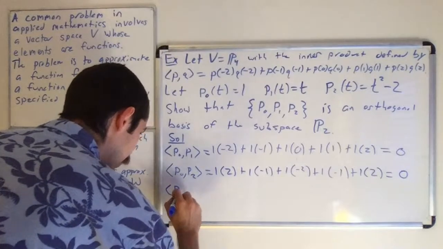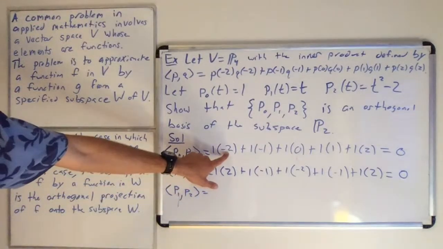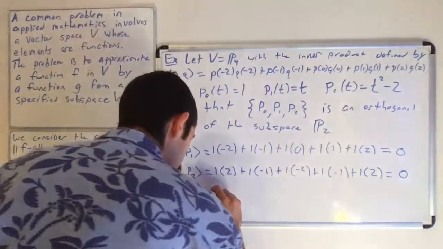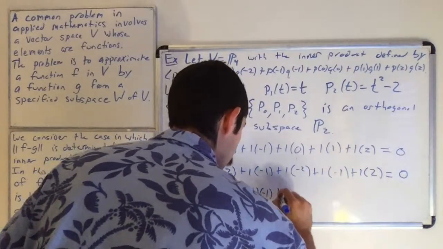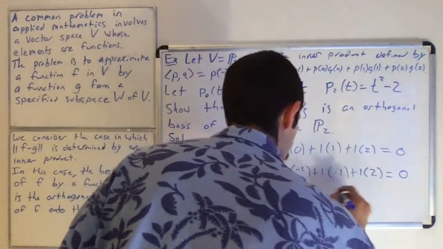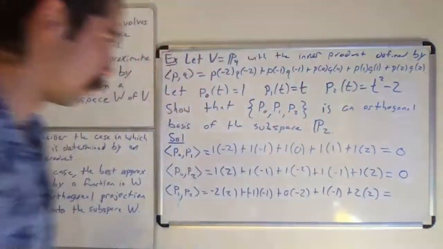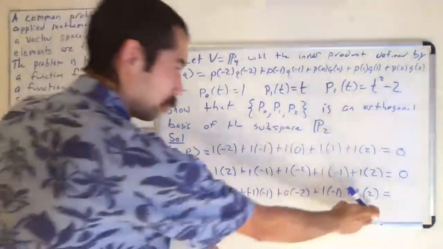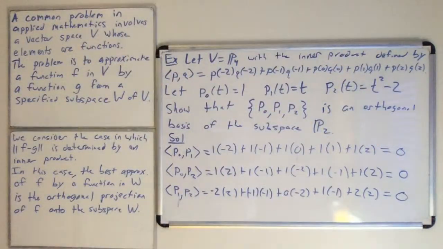And then P1 times P2. Well, this is P1 evaluated at -2, and this is P2 evaluated at -2. So it's -2 times 2 plus -1 times -1 plus 0 times -2 plus 1 times -1 plus 2 times 2. -4 plus 4 cancels. 1 minus 1 cancels, and that's 0. So this is all 0. Okay, so we showed it's an orthogonal set.